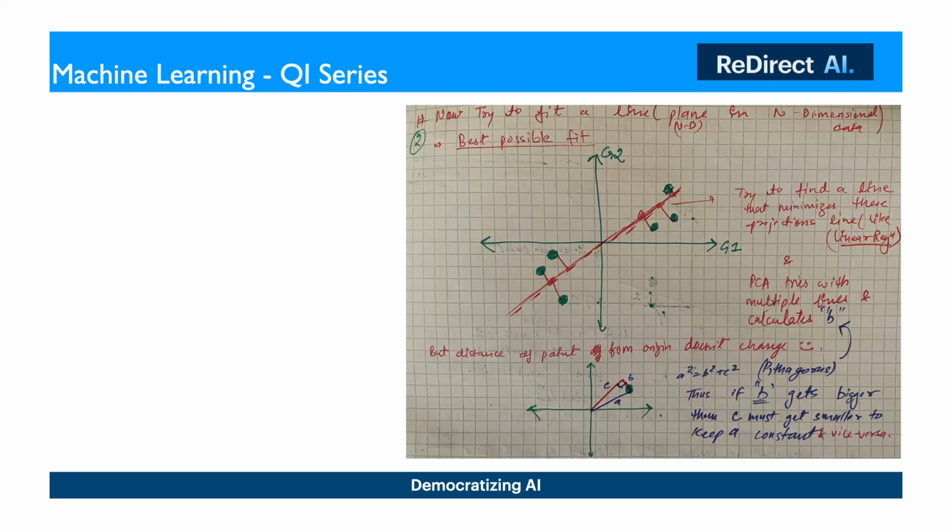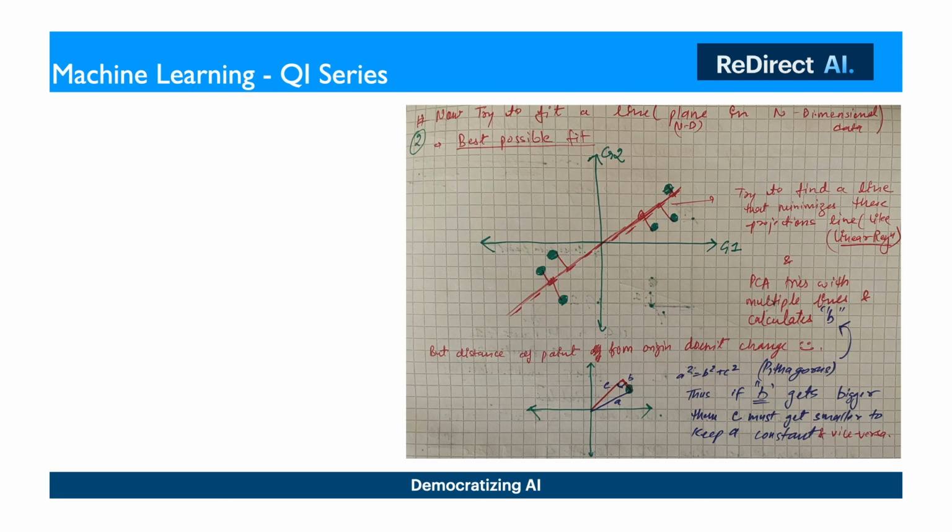Let's assume you have this data where you have two features, G1 and G2. As you can see, the green dots are the actual points, the red one is the principal component, and we'll try to find a line that minimizes these projections. All right, but as I said, we'll try to minimize the x. Now we'll just see where this x is.